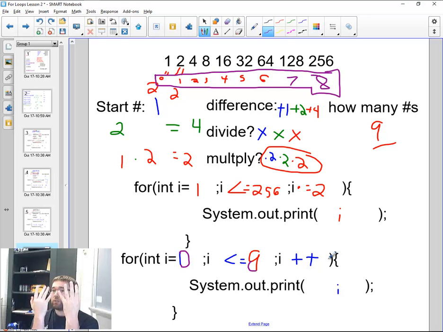9 numbers. As bad as this sounds, I want everyone to go count to 9 starting at 0. 0, 1, 2, 3, 4, 5, 6, 7, 8, and look at 9 fingers being raised. Because 0 counts as 1. That right there is going to be one of the concepts where you lose points on the test.